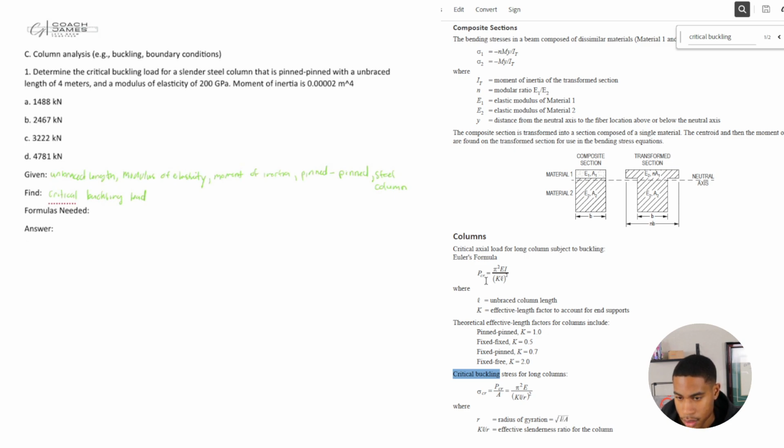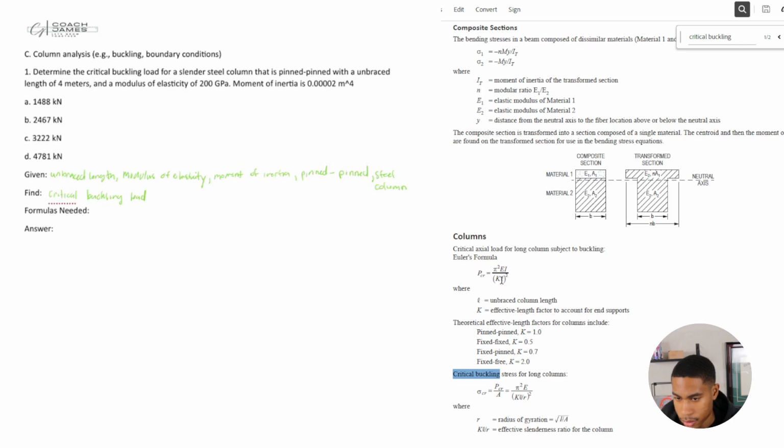Okay, so based on this formula, we got PCR, which is the critical buckling load, right? What's pi? Well, we know what pi is. What's E? E would stand for modulus of elasticity. I is moment of inertia. And then K, what's K? It's the effective length factor to account for end supports. And so the theoretical effective length factors for columns include pinned, fixed, pinned, and fixed free. Which one are we using? Well, we got pinned. So K equals 1, right?